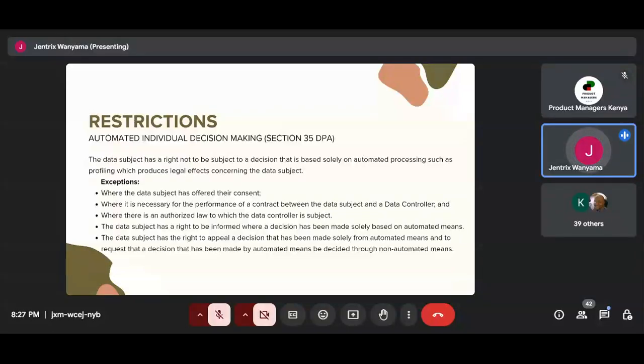The last restriction we have is automated individual decision making. This might shock some of us a little bit, but basically, when you talk about the rights of the data subject, they have a right not to be subjected to a decision that is based solely on automated processing, such as profiling, which produces legal effects concerning the data subject.